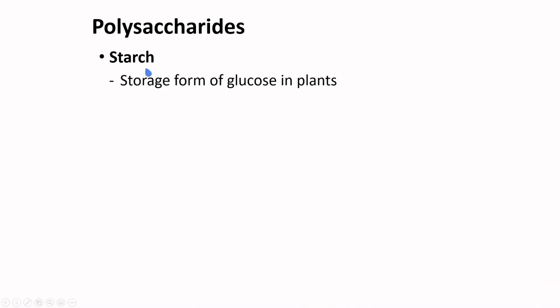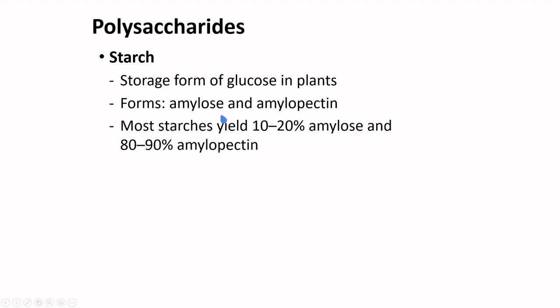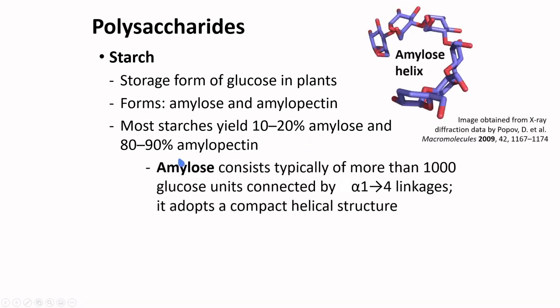Starch is a well-known polysaccharide. It is the storage form of glucose in plants. Starch is a combination of amylose and amylopectin. Most starches yield 10 to 20% amylose and 80 to 90% amylopectin. Amylose consists typically of more than 1,000 glucose units connected by alpha-1,4 linkages. It adopts a compact helical structure.